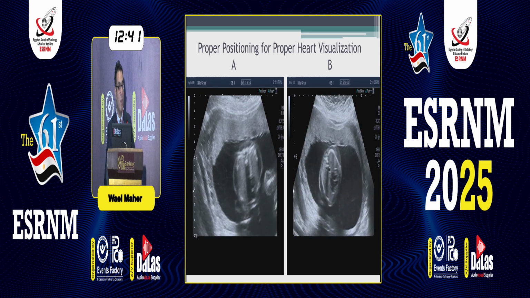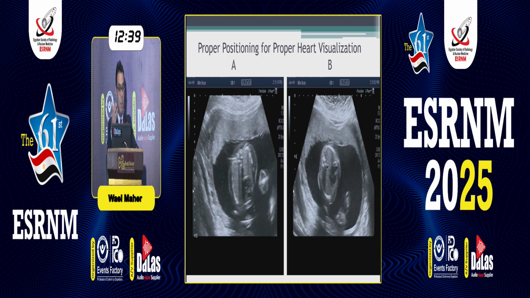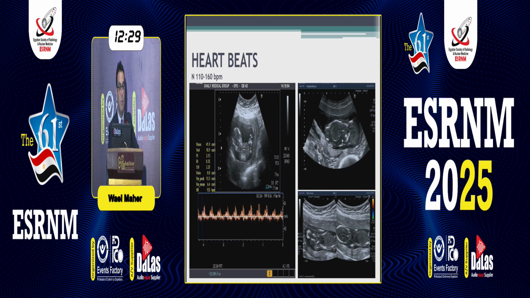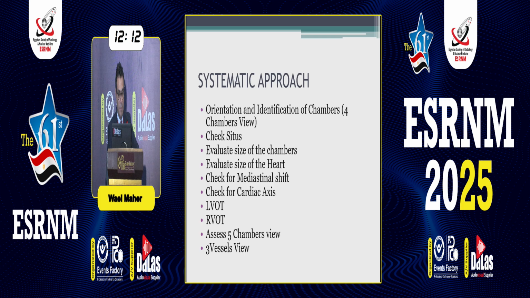So the ideal view is that the apex should be facing the front of the probe. The normal heartbeat is between 110 to 160. That's the initial evaluation of the heart. If we don't see heartbeats, there is no purpose in further evaluation of the heart, as we have intrauterine fetal death. We can check for further anomalies in the heart, but that's the initial evaluation, to see that we have a beating heart.